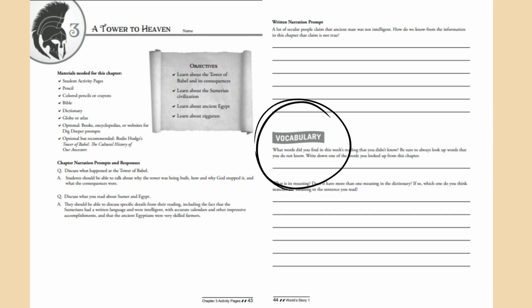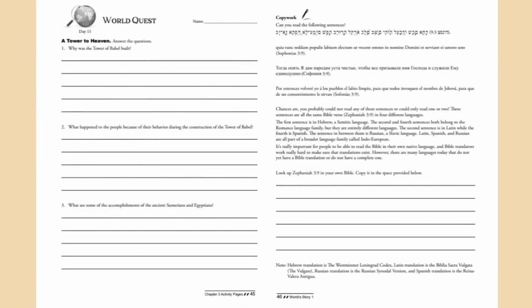Students will read and respond to the written narration prompt. Answers will vary, but the answer key does give guidance. Within the vocabulary section, students are encouraged to write down a word they did not know or understand from the reading and to look up its meaning.